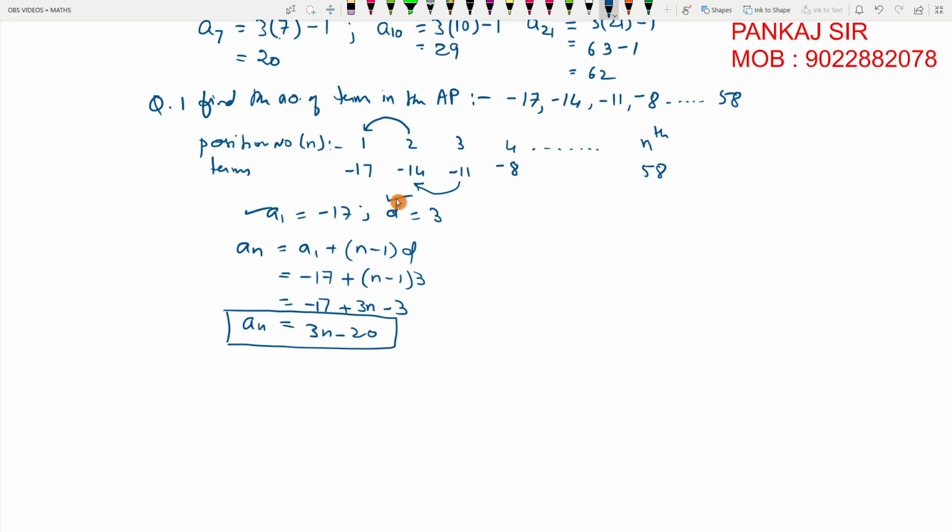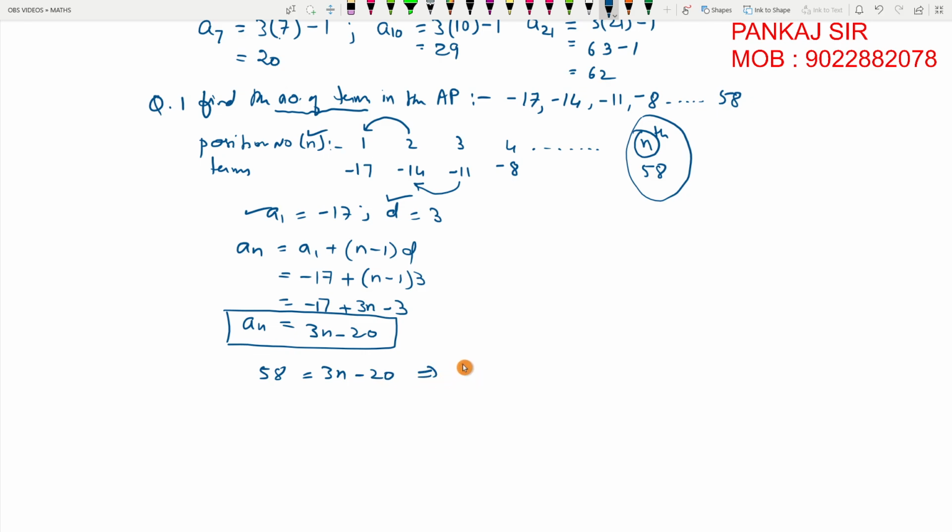Fine. Now I know that the nth term is 58. Okay. So I can write 58 is equal to 3 into n minus 20. The question asked here is find the number of terms. Now the number of terms is nothing but your n. You have to find out how many terms are there. If you find out the value of this n, that will be the answer. So 58 is equal to 3n minus 20 is a linear equation in n, and if you solve this equation, definitely you will get the value of n.